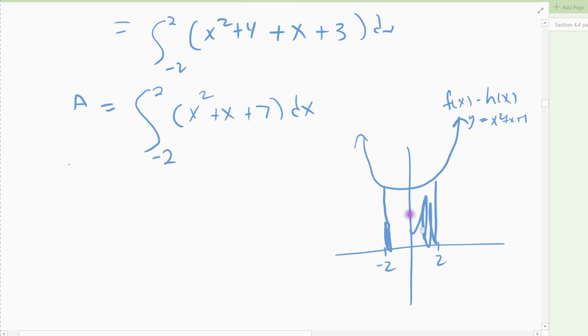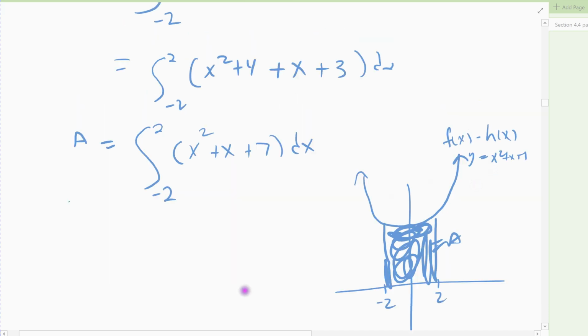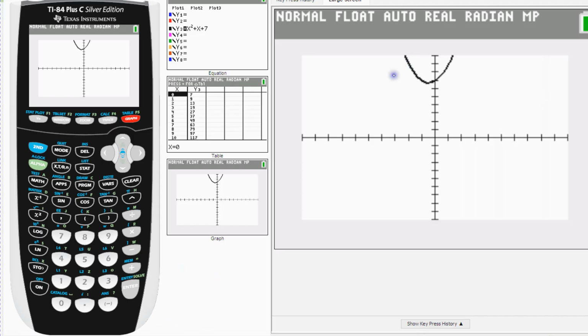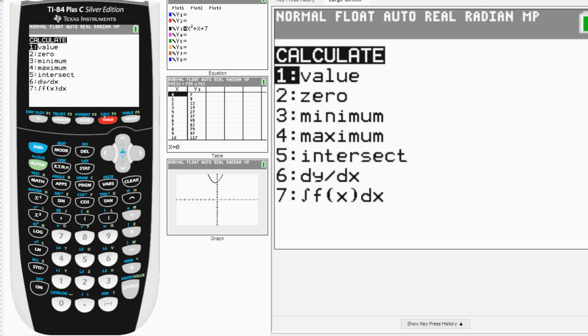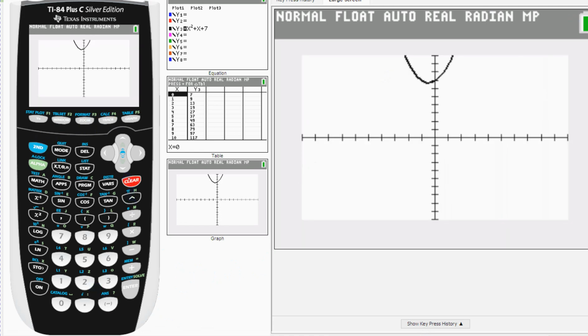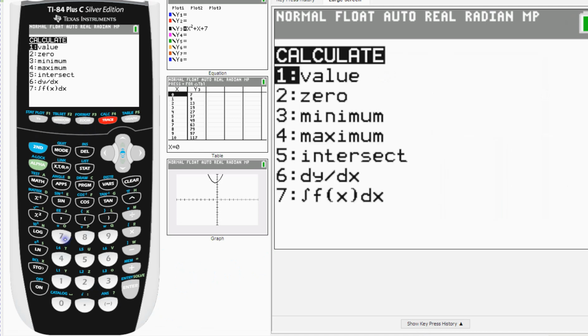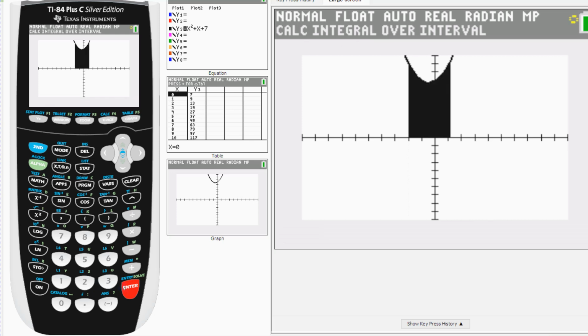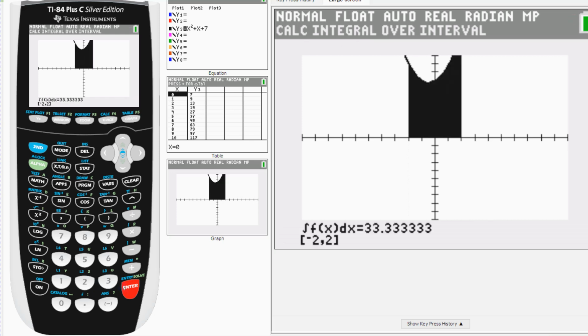I find this area. Now it's a different shape, but that area is the exact same size as this area here. They're a different shape, but they give me the exact same size, which I can then find on my calculator. Alright, so I'm going to shade it in. I'm going to hit second trace, pick my 7, then type in my negative 2 and my positive 2, and it'll shade that region in, and that region comes out to 33 and a third, and so there's my answer.